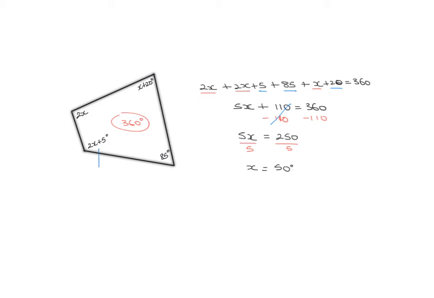So let's just say I use this angle here. All I need to do is replace this x with 50. So what I'll end up having is 2 times 50 plus that 5. Double 50 is 100 plus 5 is 105. So I already know that this angle up here is 105 degrees. And it definitely is the biggest angle, because this angle up here would be 50 plus 20, which is 70, and this is double 50, which is just 100. So, and that's done.